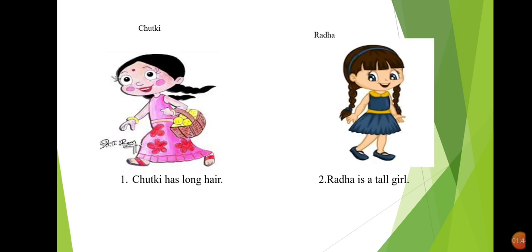One more example. Have a look. Chutki has long hair. If we have to compare Chutki with Radha, we'll say Chutki's hair is as long as Radha's hair. And Radha is a tall girl. If we have to compare Radha with Chutki, we'll say Radha is as tall as Chutki. Here we are not comparing, we are just telling some quality about people like Chutki or Radha.